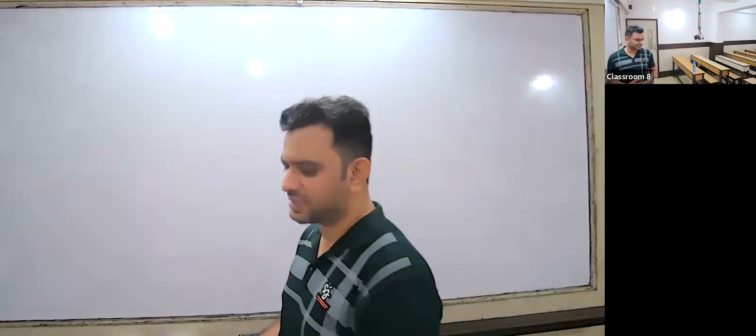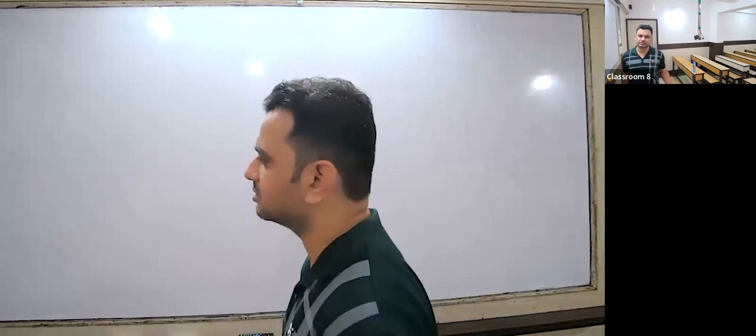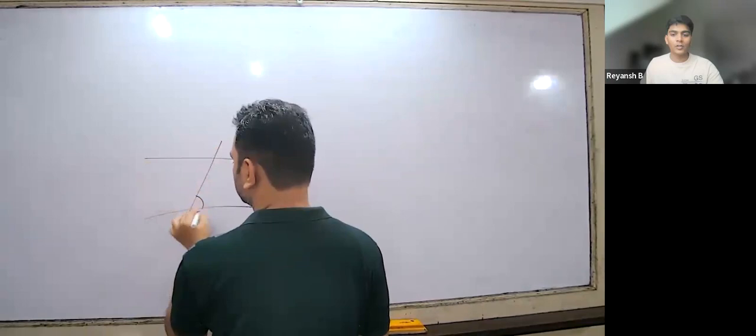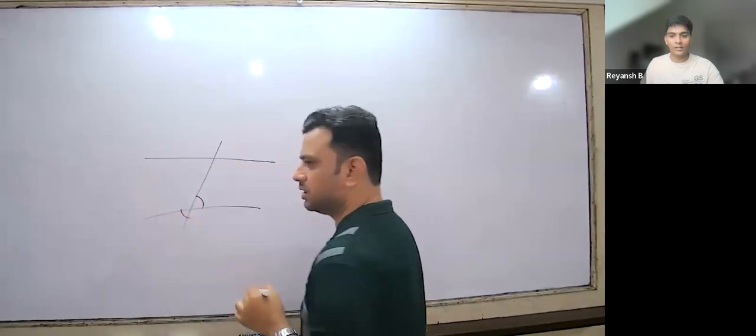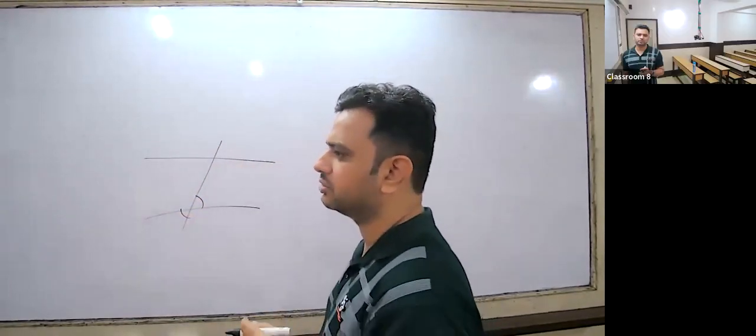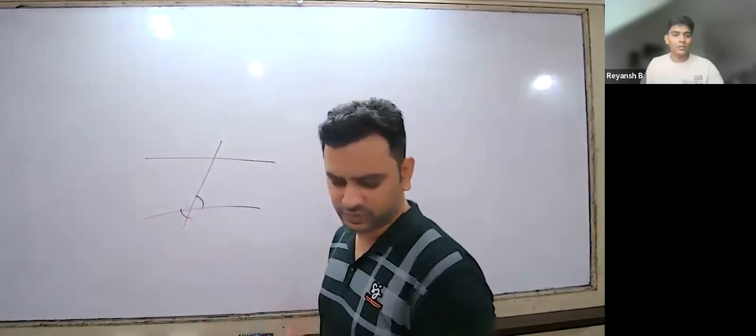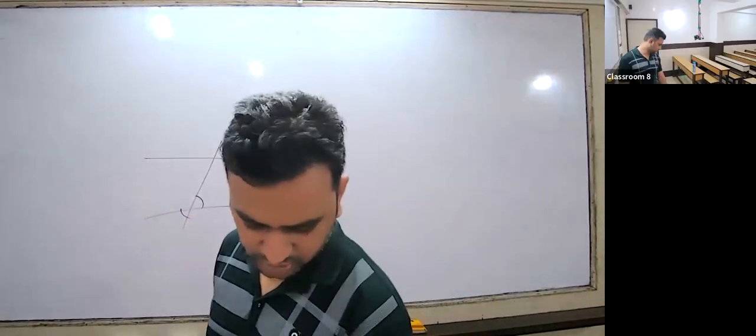You know angles between parallel lines, that is corresponding angles. Yeah. Corresponding angles, vertical angles, alternate interior angles. Okay, no need to revise that? No, I don't think so. Okay.